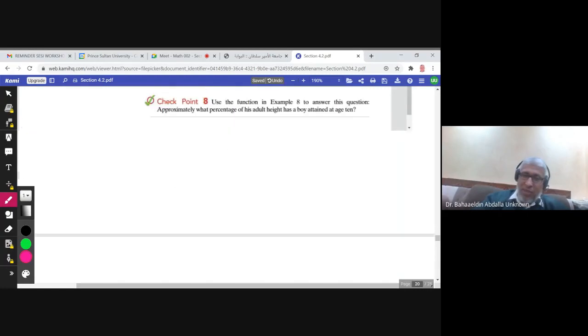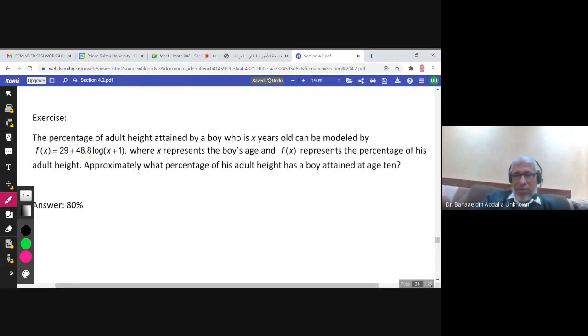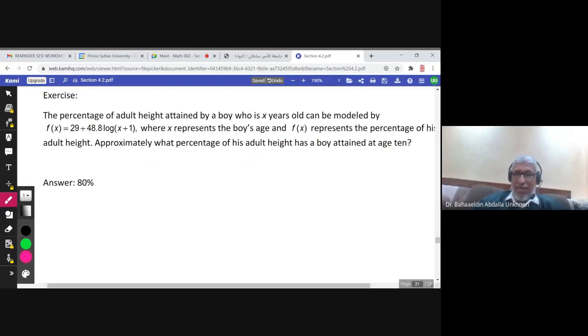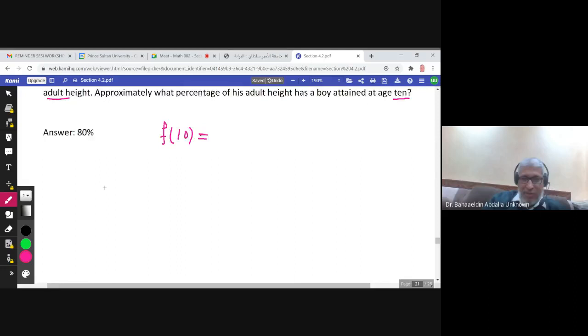You can also answer the checkpoint about this exercise. So let us solve this exercise. The same question: the percentage of adult height attained by a boy who is x years old can be modeled by this logarithmic function, where x represents the boy's age. Here he did not mention from where to where. f of x represents the percentage of his adult height. Approximately what percentage of his adult height is attained at age 10? Find f of 10, and the answer would be 80% of your adult height.